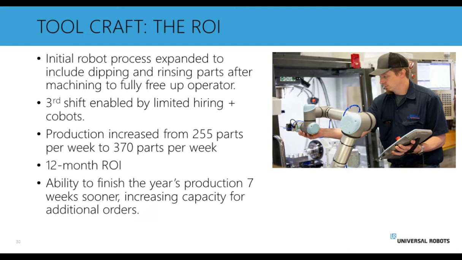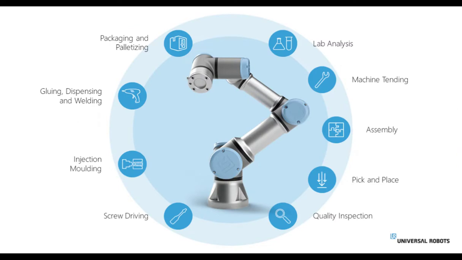and their production increased from 255 parts to 370 parts per week, yielding a 12-month ROI. This gave them the ability to finish that year's production 7 weeks sooner on the job that they thought they could originally not achieve in the first place. This has been great for getting additional orders and helping build the business at Toolcraft.